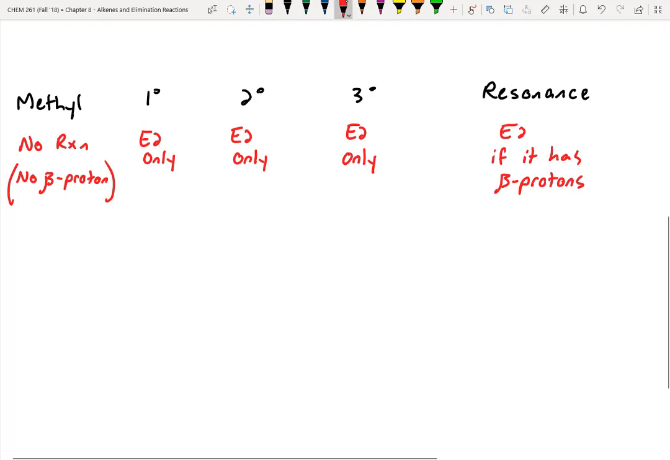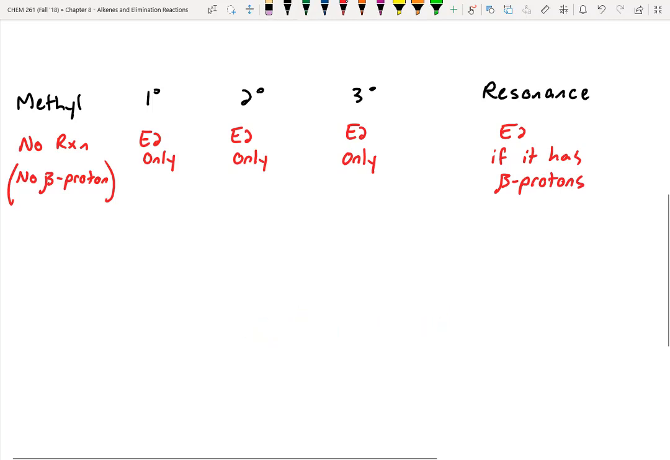And I'll show you an example of one. What happens if we look at this carbon? This carbon is resonance stabilized. Will this do E2 chemistry? It doesn't have beta protons. So it won't do any E2 chemistry here. That's why I'm saying if it has beta protons, this one will just stare at the hydride and really won't do anything. So it's just going to go slow.